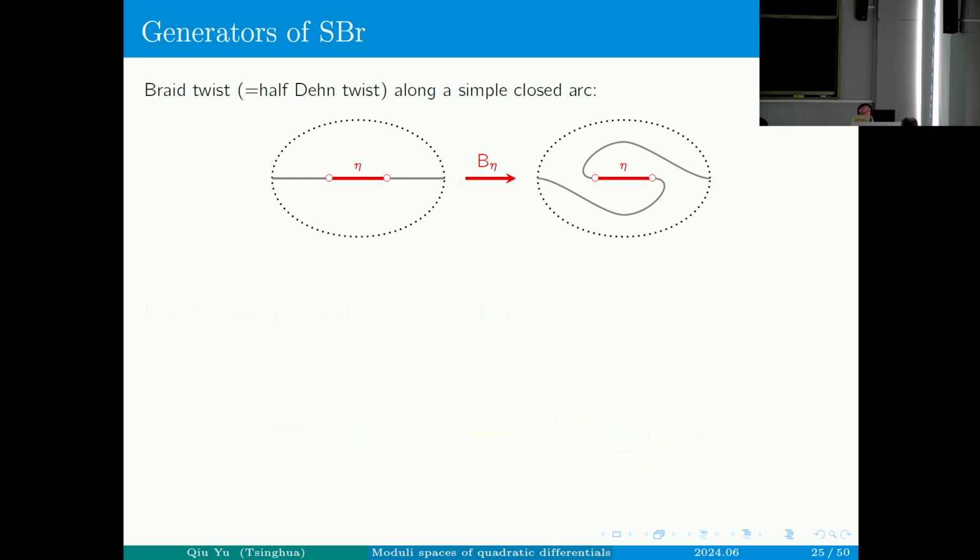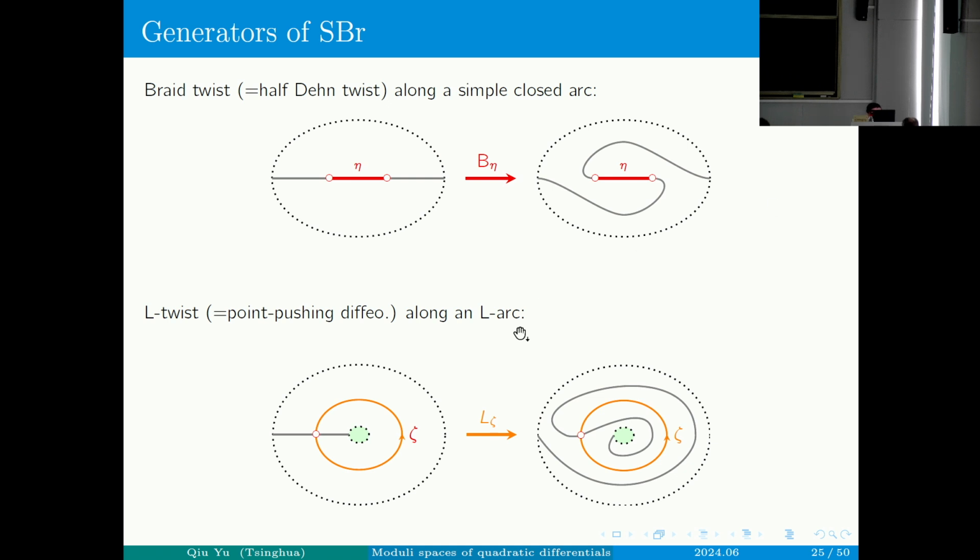annulus, and this arc becomes a simple closed curve in the annulus, and this braid twist leads to a Dehn twist. So maybe you are more familiar with that. And this is also known as the half Dehn twist. So this is the first symmetry on the surface.